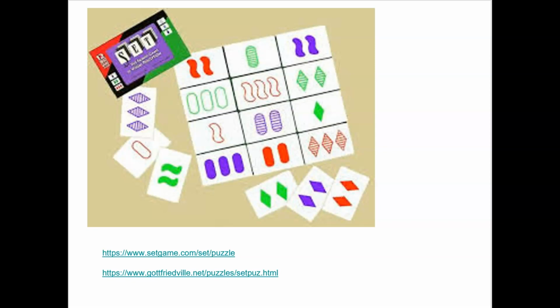So we're going to be talking about sets, and there's a very fun game called Set, and I encourage you to go to either of these two and play for a little while. If you want to wait till after I explain it, or if you want to figure it out, go for it, but pause here and go play some games.